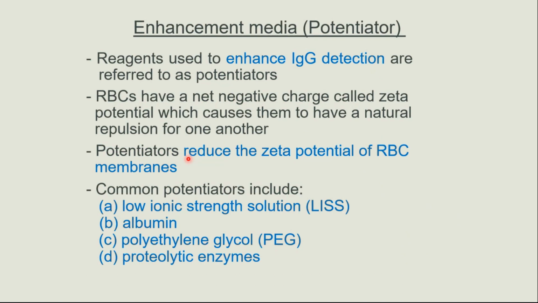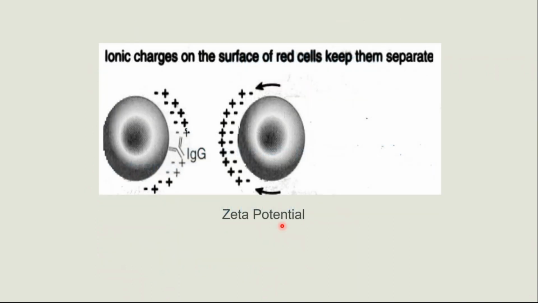Okay, next is a potentiator, also known as an enhancement media or enhancement reagent. It is a reagent used to enhance IgG detection, referred to as potentiators. RBCs have a net negative charge called zeta potential, which causes them to have natural repulsion for one another. Potentiators reduce the zeta potential of RBC membranes. The common potentiators are LISS and albumin. We always use LISS, low ionic strength solution, to reduce the zeta potential.